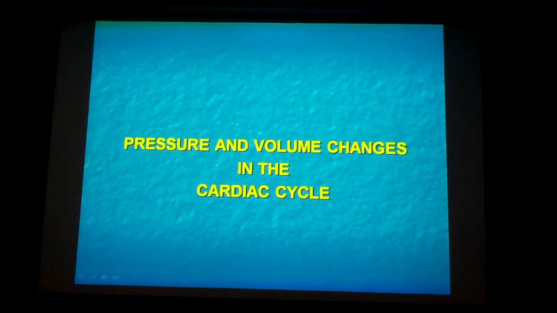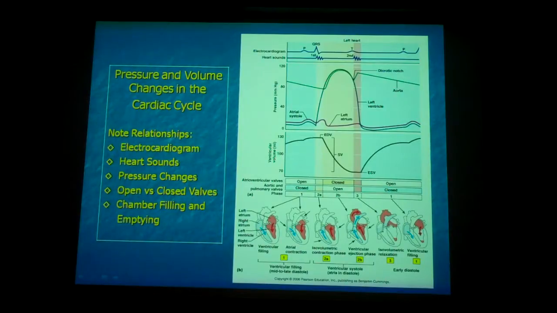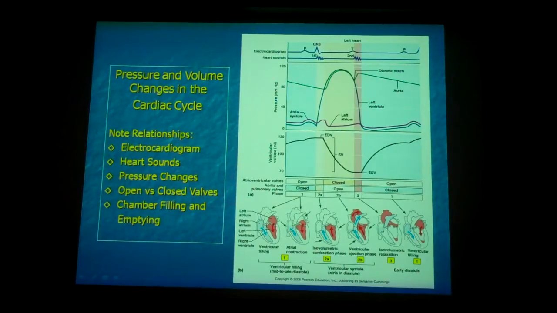All right, now the next thing we're going to talk about is pressure and volume changes in the cardiac cycle. Now this diagram here is in your textbook, and it is a good diagram to spend a little time with, because you can learn a lot from a diagram like this. It's addressing a number of things and showing you how they relate to each other with each heartbeat, with each cardiac cycle. So up here at the very top we have the electrocardiogram. Down here, just below it, we're showing you the heart sounds, first and second heart sounds.